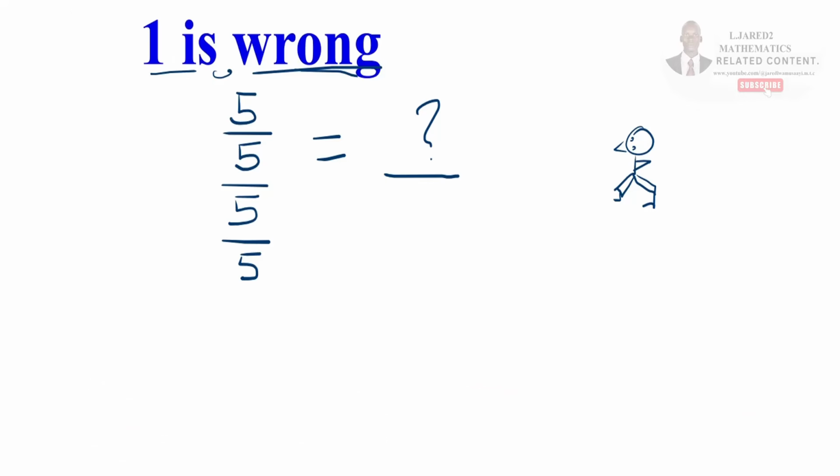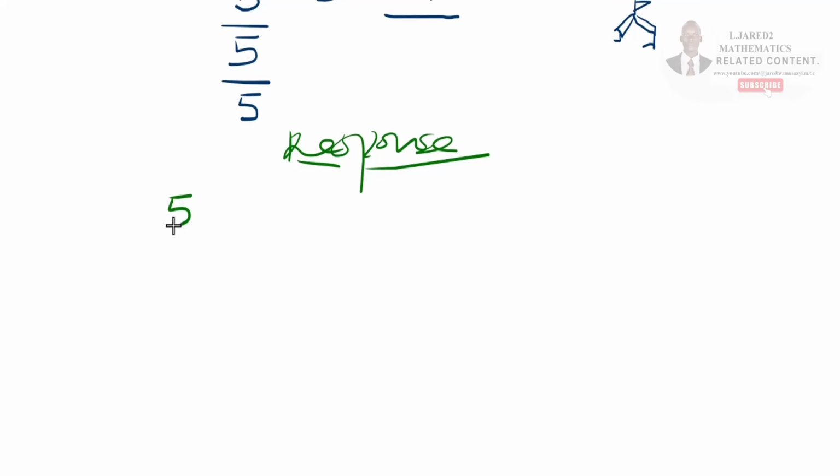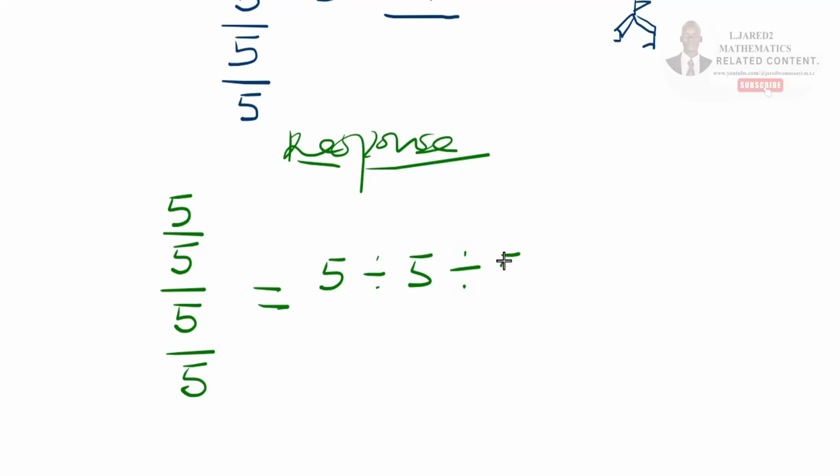Let us have the response here. Having 5 divided by 5, then divided by 5, divided by 5, is in vertical format. Let us make it to be in horizontal format. So it's the same as having 5 divided by 5 divided by 5, then divided by 5.